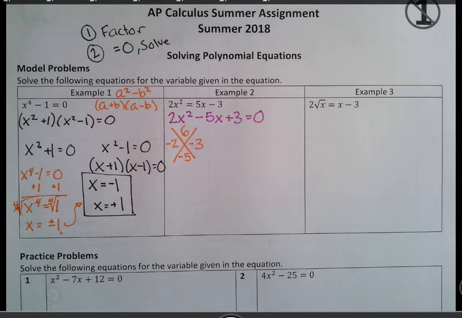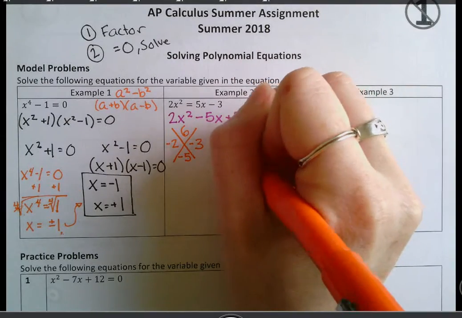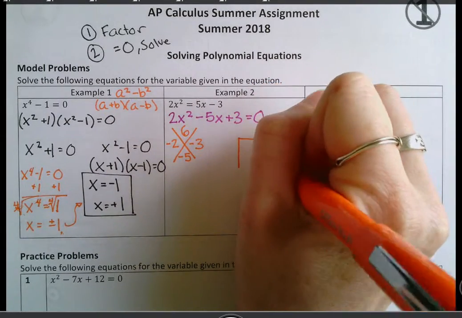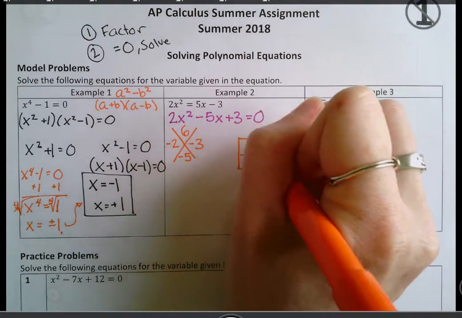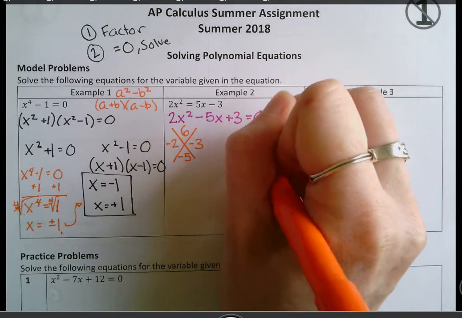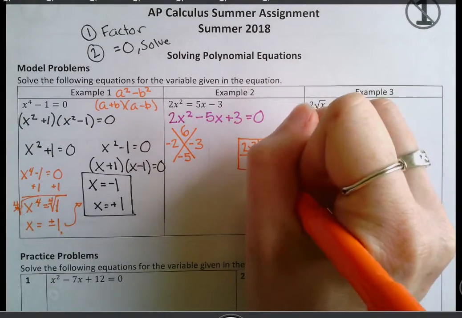So from here, I showed you factoring by grouping, but there's also that other trick where you use your box method. So you say, hey, I need something that multiplies up to a 2x squared and to a 3 here.